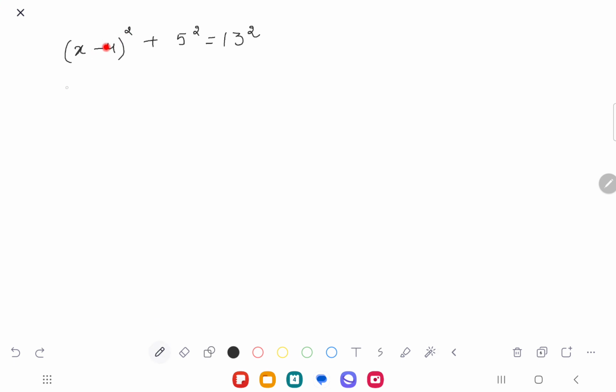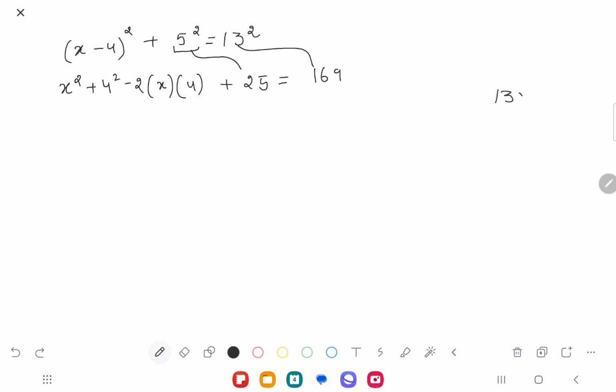So we can open the identity: a square plus b square minus 2ab. And 5 square we know as 25, and 13 square we know as 169. You can multiply 13 times 13. And similarly for 5 square, squaring means multiplying the number with itself. So you have x square plus 16, because 4 square is 4 times 4, and 2 times 4 is 8x, plus 25 equals 169.